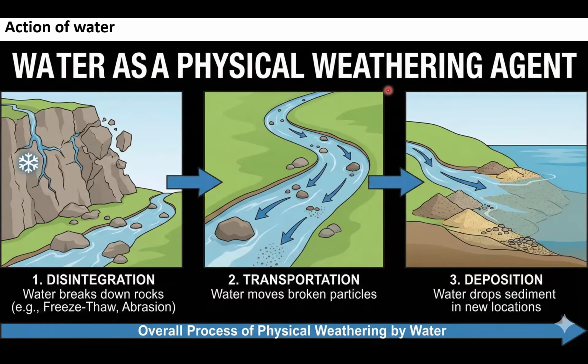So after seeing a lot of agents responsible for physical weathering, we have seen the physical condition of the rock and the diurnal difference in temperature. Now we will see the action of water, how water plays a major role in physical weathering. Water has a very pronounced role in weathering.